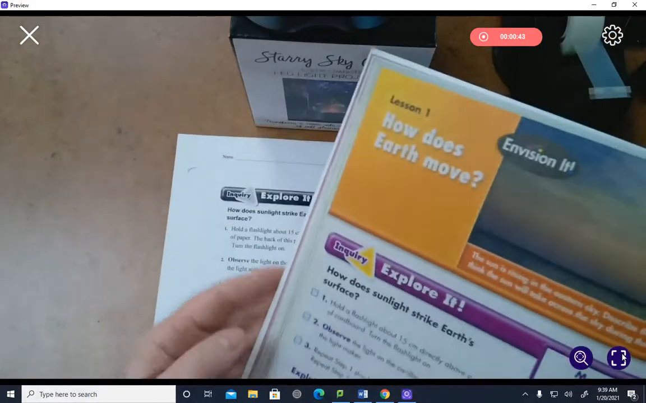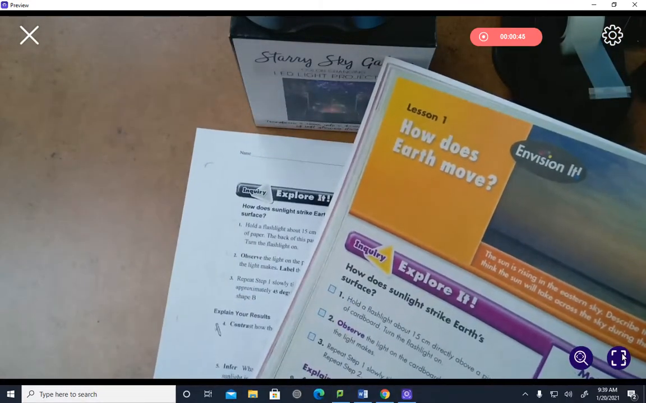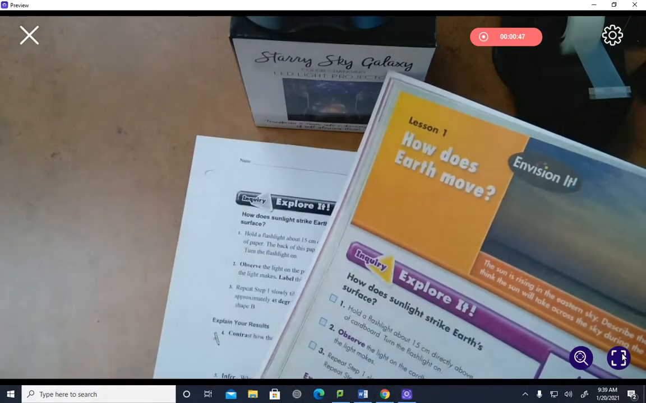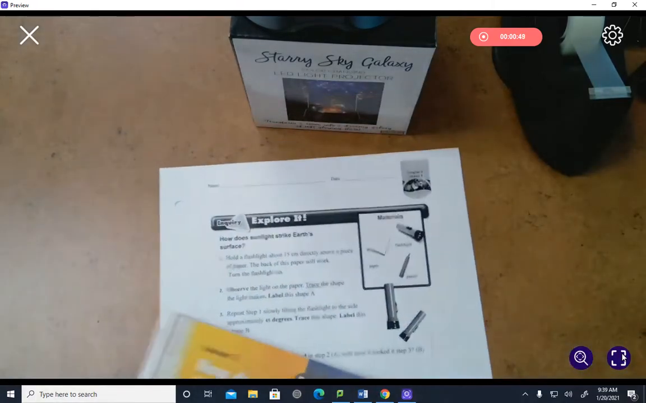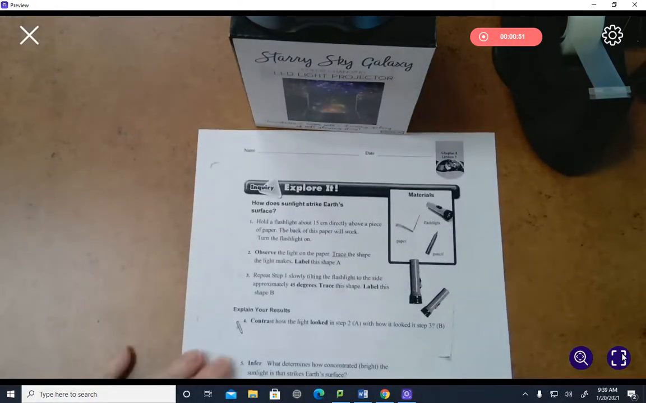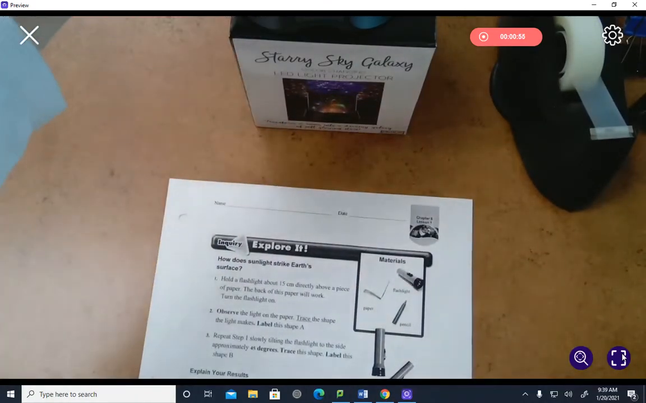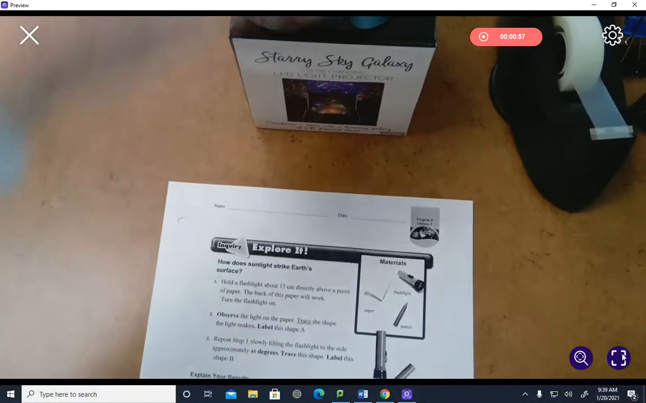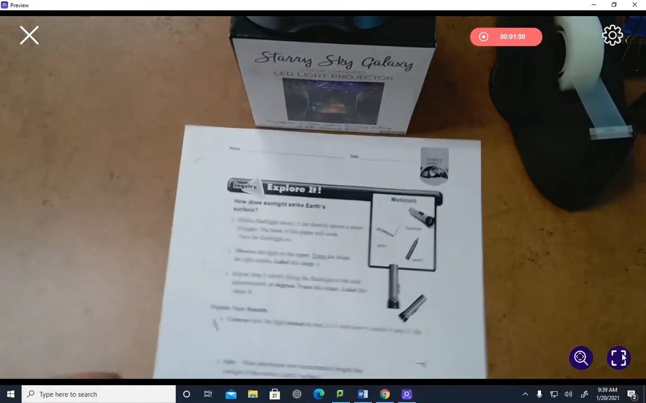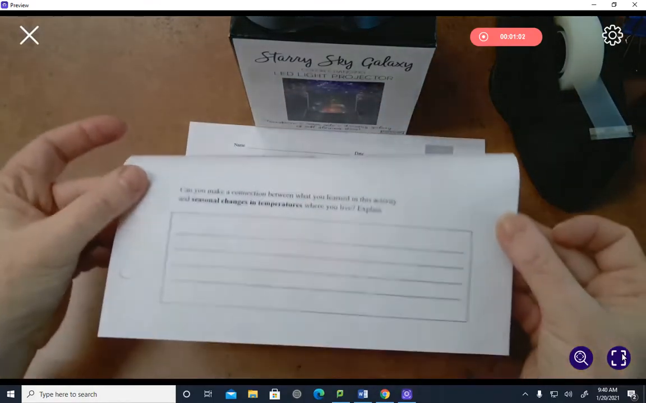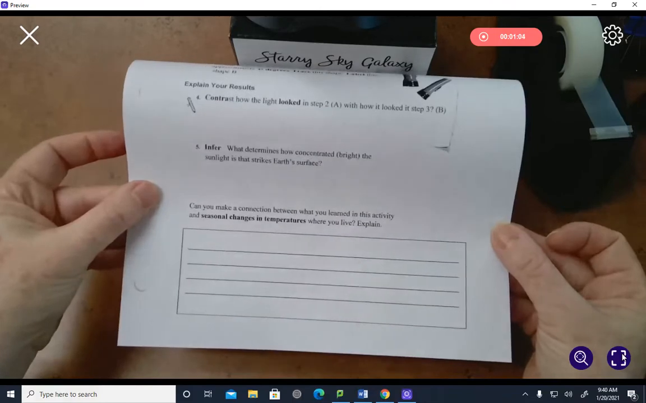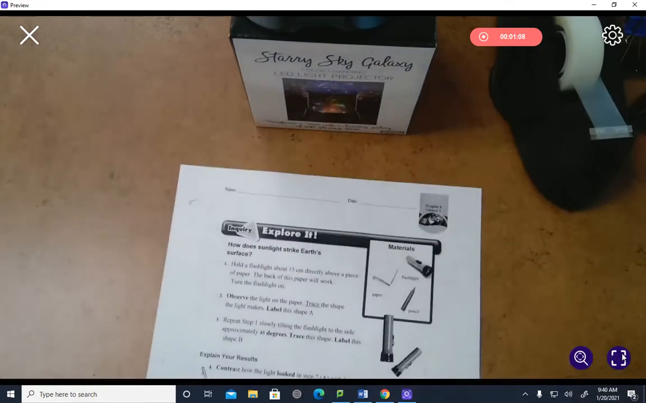The only thing is there's one question missing. So if you want to write it somewhere else in the book, the last page, which I'm going to have to kind of show you here. Let's see if I can make it go back a little. I cannot. But this page, this question right here about can you make a connection between this and what you learned in this activity. It's rather short, so it shouldn't take too long.